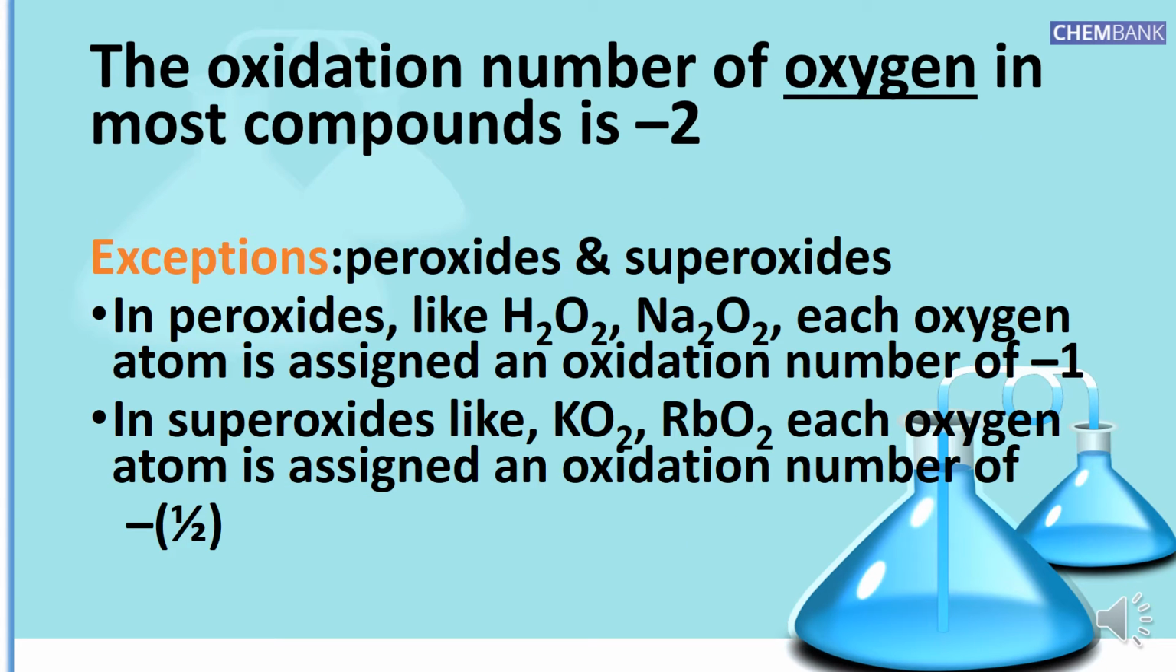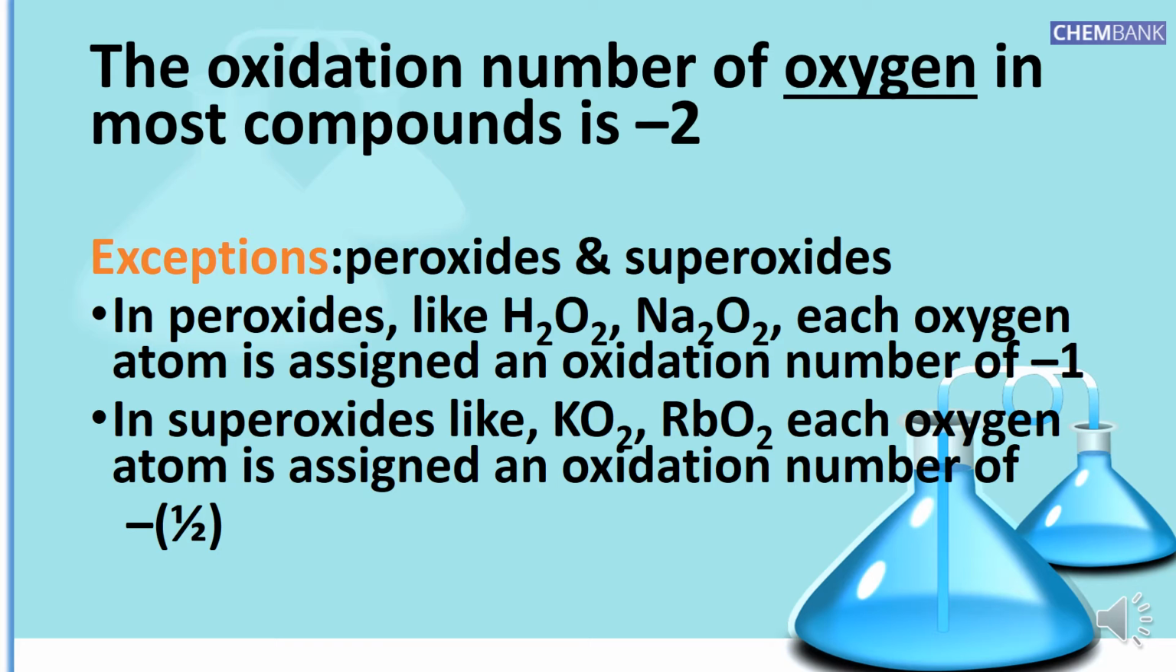The oxidation number of oxygen in most compounds is -2. So we should remember the exceptions. The exceptions are in peroxides and superoxides. In peroxides like hydrogen peroxide, H2O2, and sodium peroxide, Na2O2, each oxygen atom is assigned an oxidation number of -1. So in the case of H2O2, each hydrogen atom will have the oxidation number +1 and each oxygen will have the oxidation number -1.